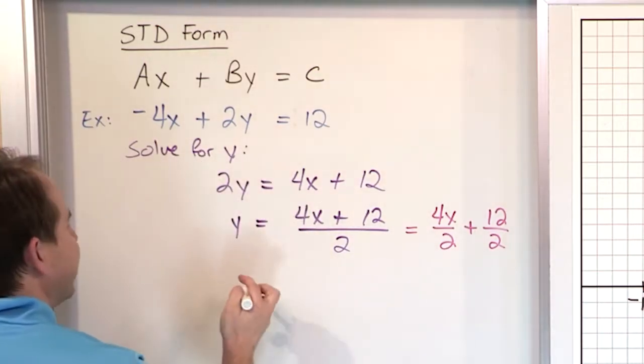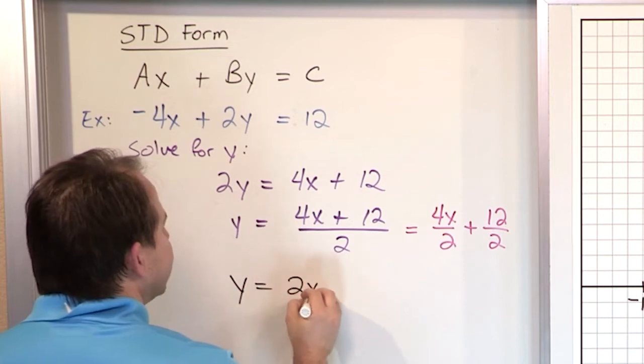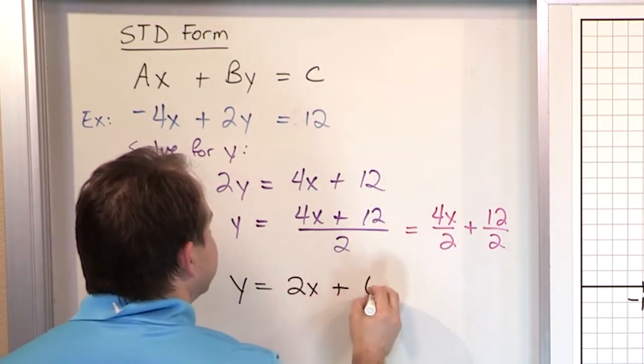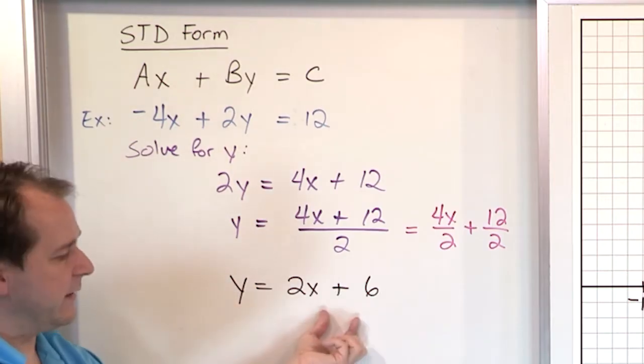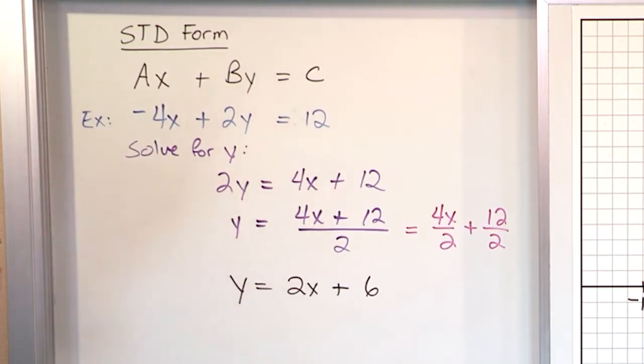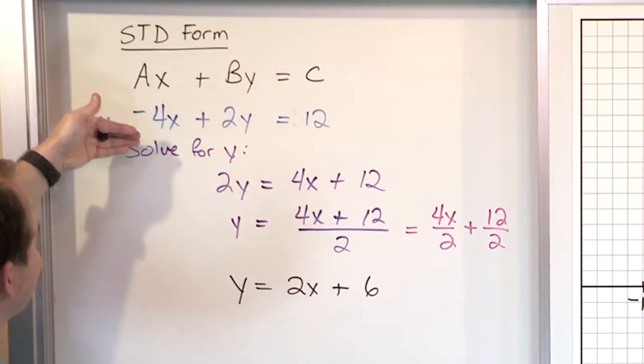And so what you end up getting for y is what? Dividing the 4 by the 2 gives you 2x. Dividing the 12 by 2 gives you 6. So this is what we call the slope-intercept form of the equation of a line. And believe it or not, all we did was start with the standard form and solve for y.